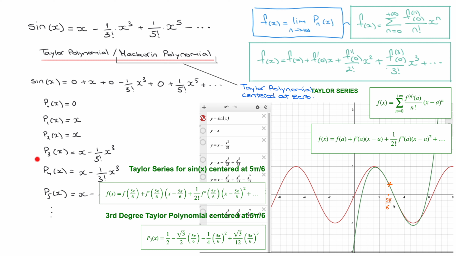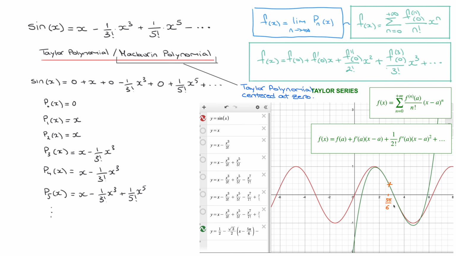Instead, all we had to do is go up to the third degree Taylor polynomial centered at 5 pi over 6 instead of 0. And if it helps, you can almost think of it as shifting our Maclaurin series along the x-axis by 5 pi over 6 units. And there we go.